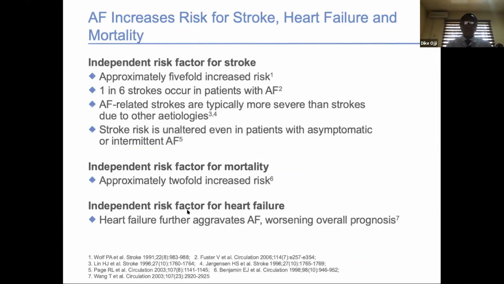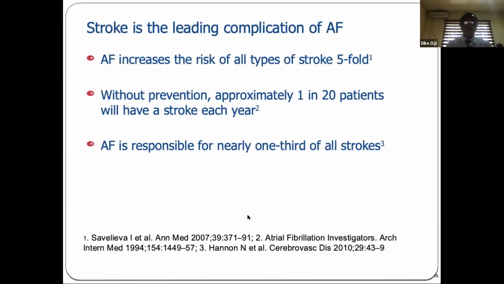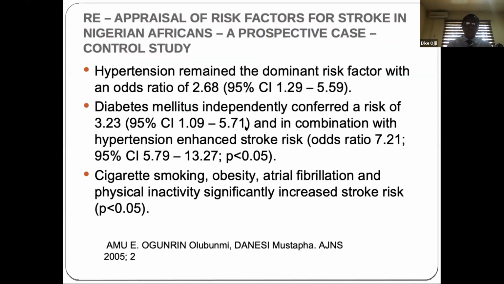And in terms of heart failure, it seems to be bidirectional. Remember that atrial fibrillation can cause heart failure, and also heart failure predisposes to atrial fibrillation. Stroke is the leading complication of AF. It cannot be overemphasized. Without prevention, approximately 1 in 20 patients will have a stroke each year if you don't do anything. And this is from Nigeria.